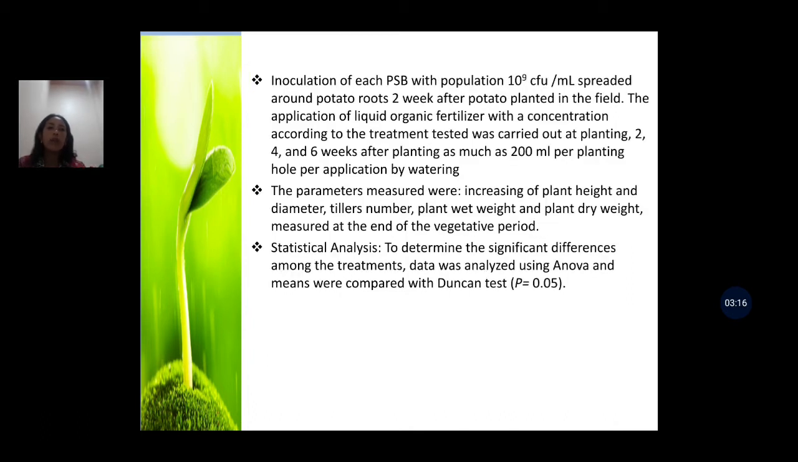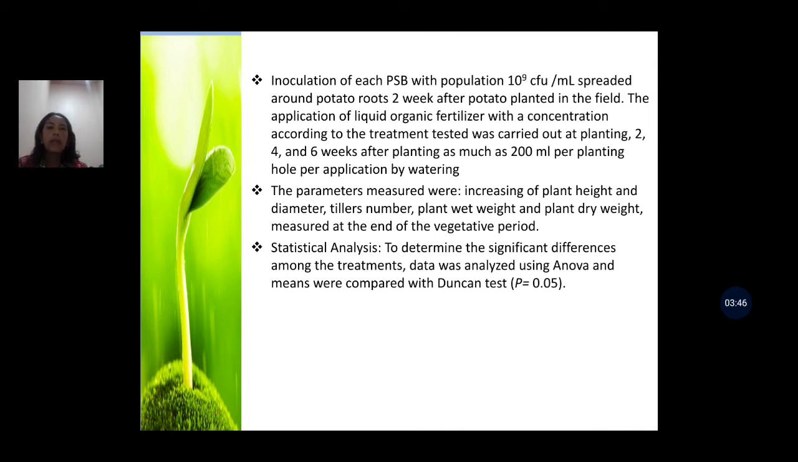Inoculation of PSB with a population of 10^9 colony forming units per milliliter was spread around the potato roots 2 weeks after potato planting in the field. The application of liquid organic fertilizer with concentrations according to the treatment tested was carried out at planting, and 2, 4, and 6 weeks after planting, as much as 200 ml per planting hole.